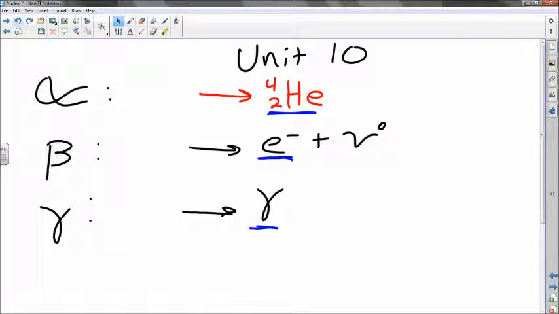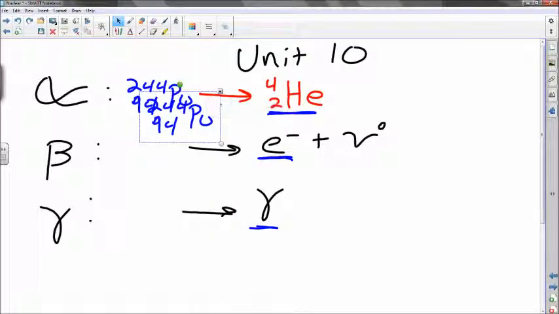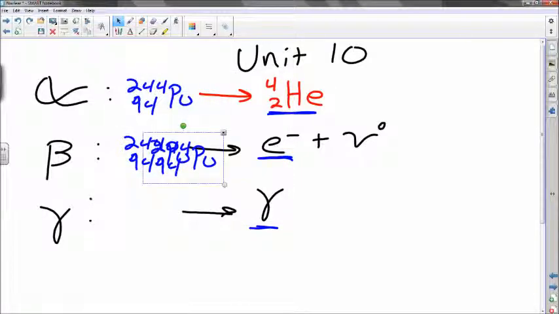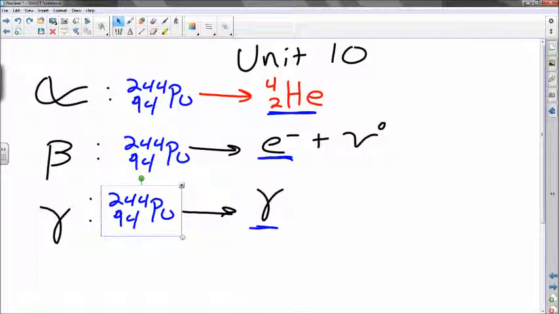But of course, the other part of doing the equations is figuring out what the daughter nucleus is, what else is produced in the reaction. But to do that, you have to also know what you're starting with. So let's take a look at an isotope of plutonium. Let's look at plutonium-244. Plutonium always has 94 protons in every single case. So let me just clone this. We'll look at how this changes in each one of these decays.